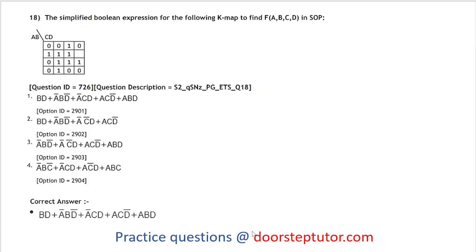Let us see the next question. The simplified Boolean expression for the following K-map to find the function in SOP form. SOP stands for sum of product format. So we have to write the expression of f in terms of sum of product of the minterms.